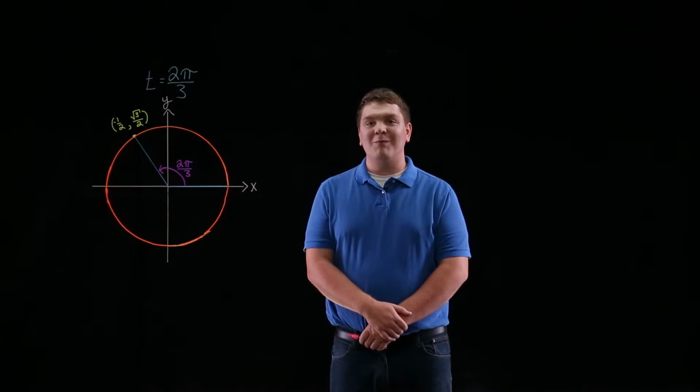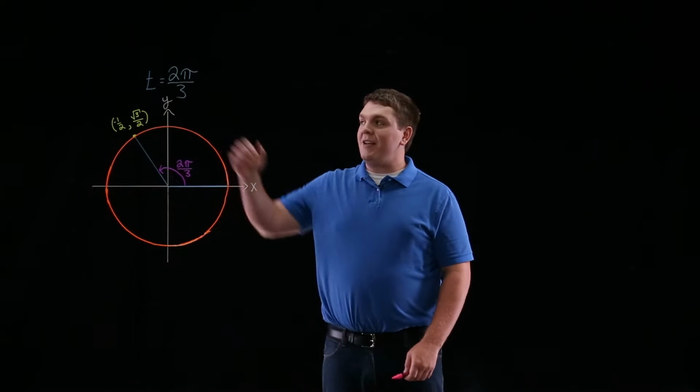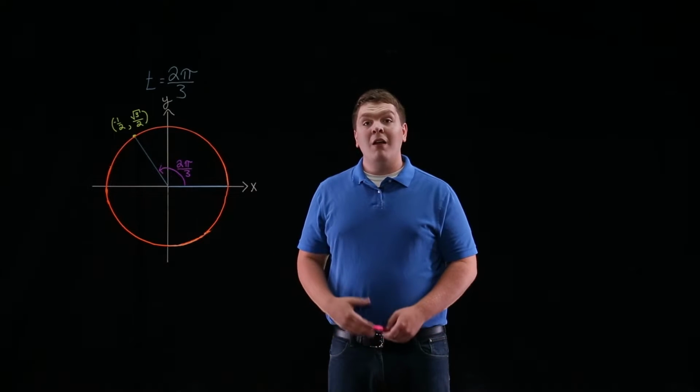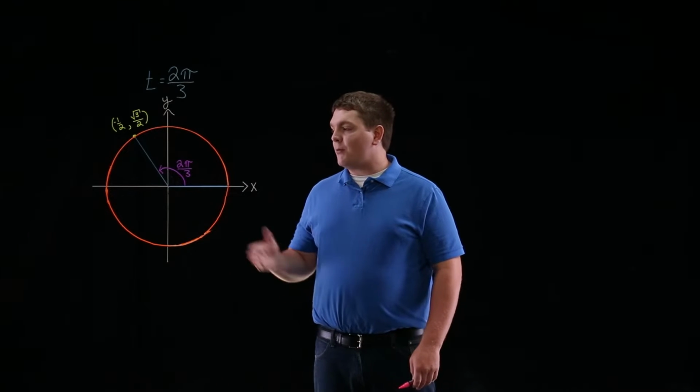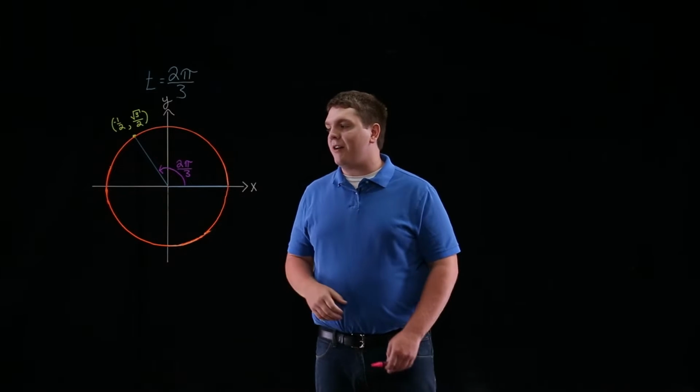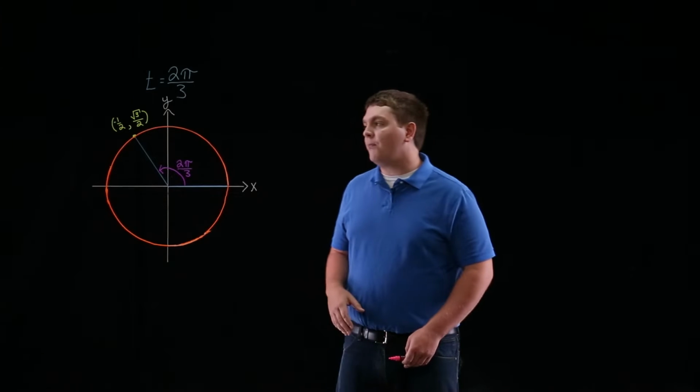Hi, my name's Gabe. For this problem, we're asked to evaluate the 6 trigonometric functions at the real number t equals 2 pi divided by 3. So what I've begun by doing is I drew a unit circle as well as the angle 2 pi divided by 3 in standard position.